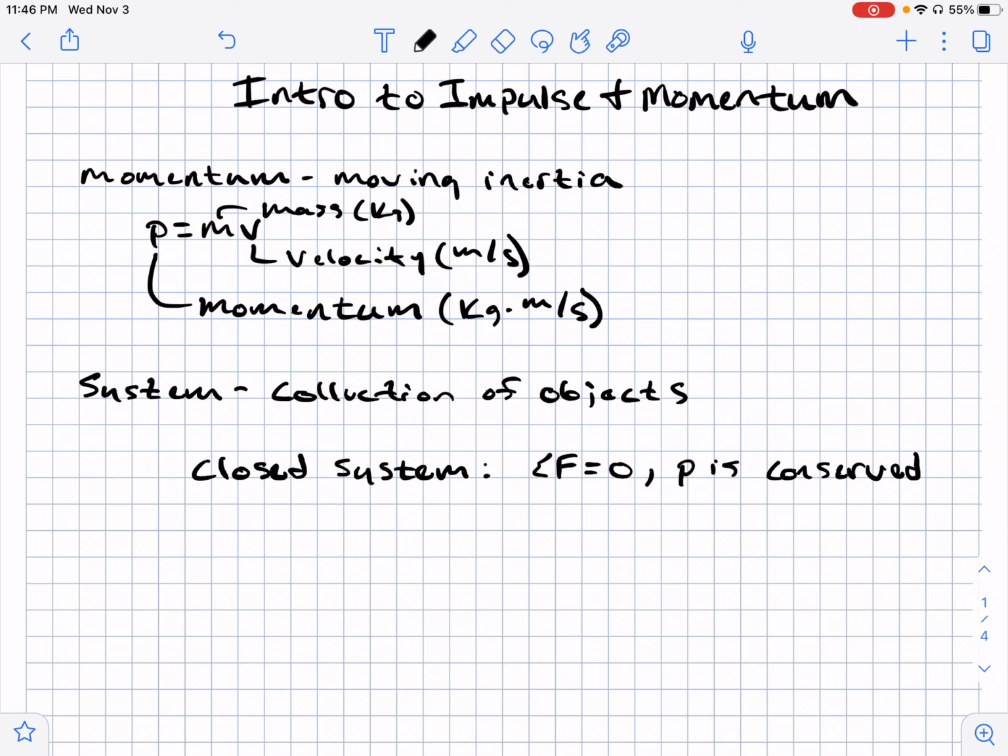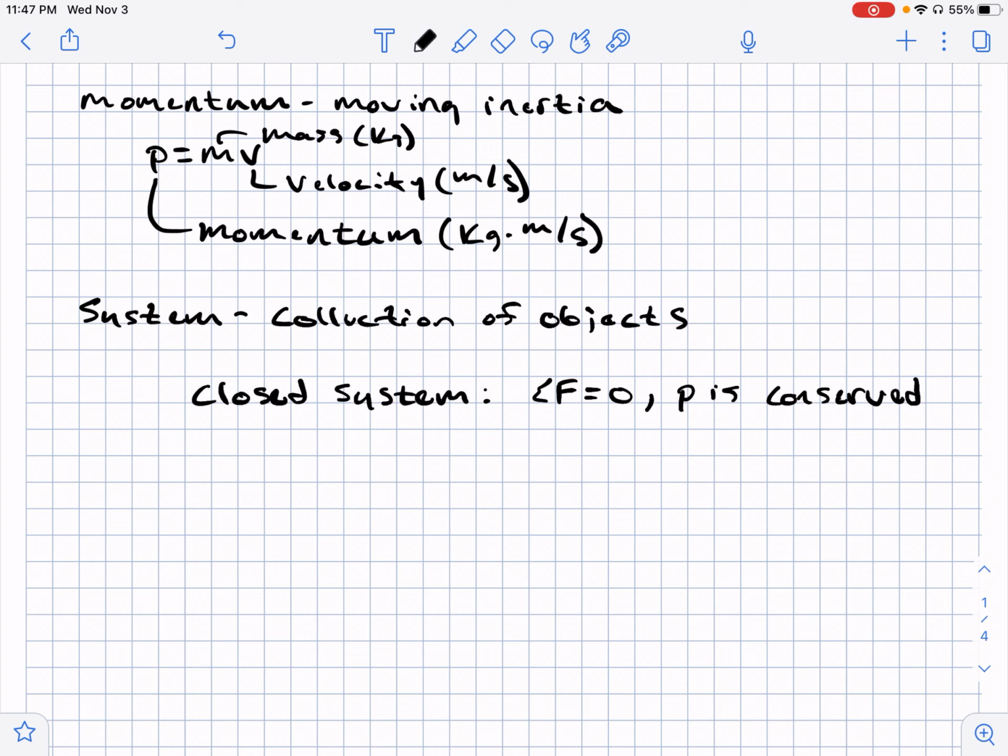But sometimes we might have a system where there is a change in momentum. And so we're going to look at that and see what causes that change in momentum, and that is called an impulse. So an impulse causes a change in momentum.